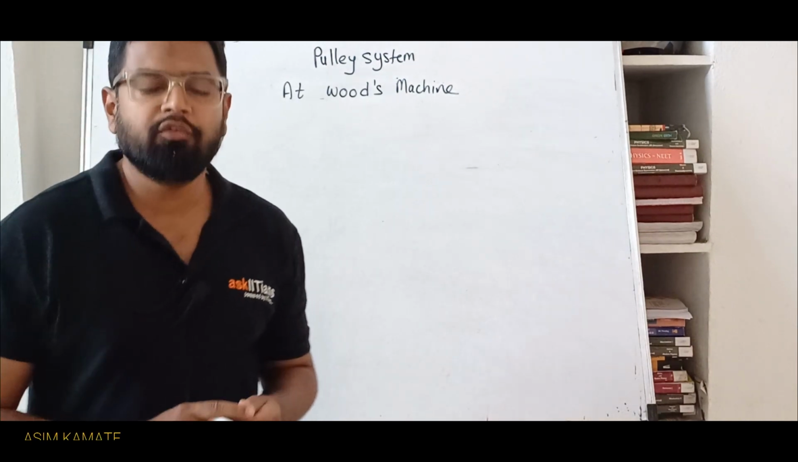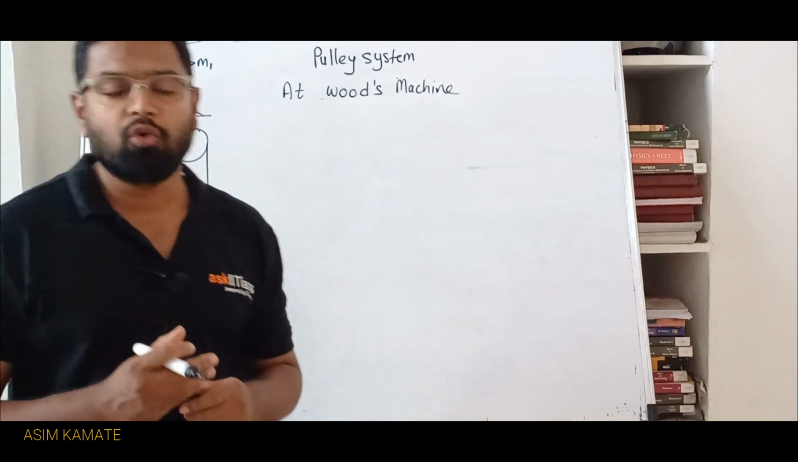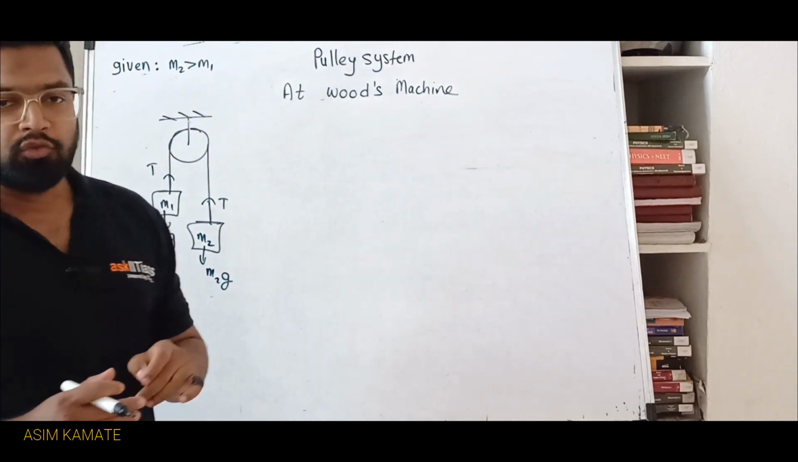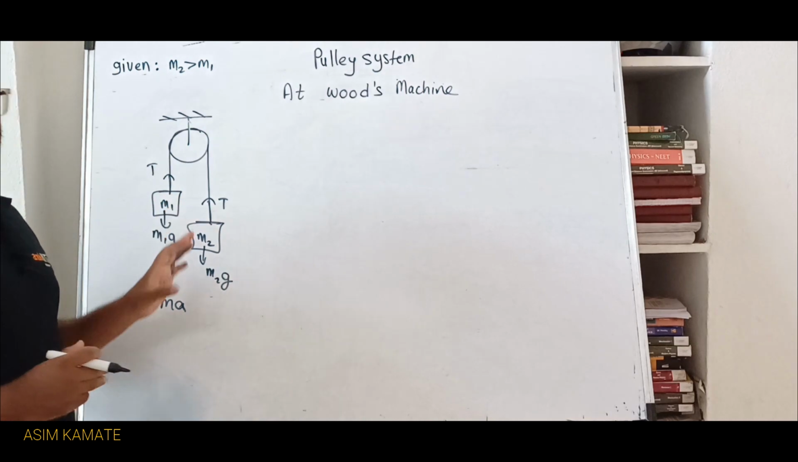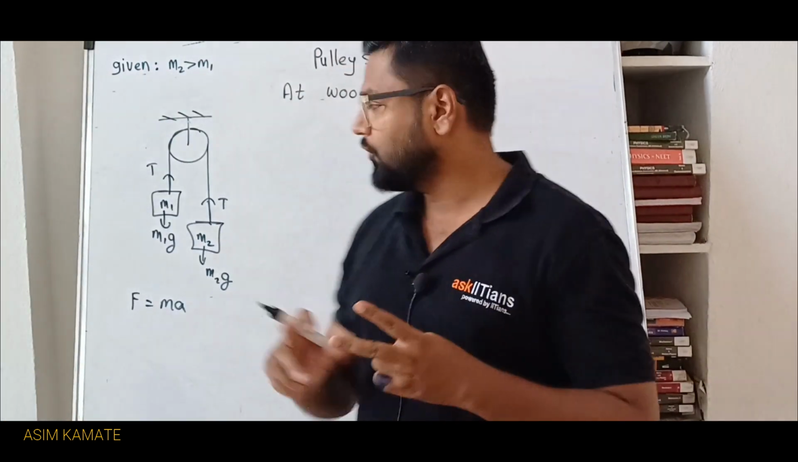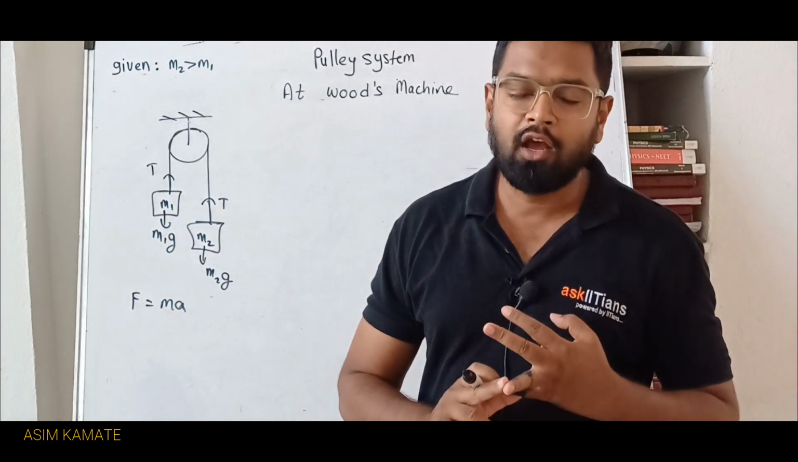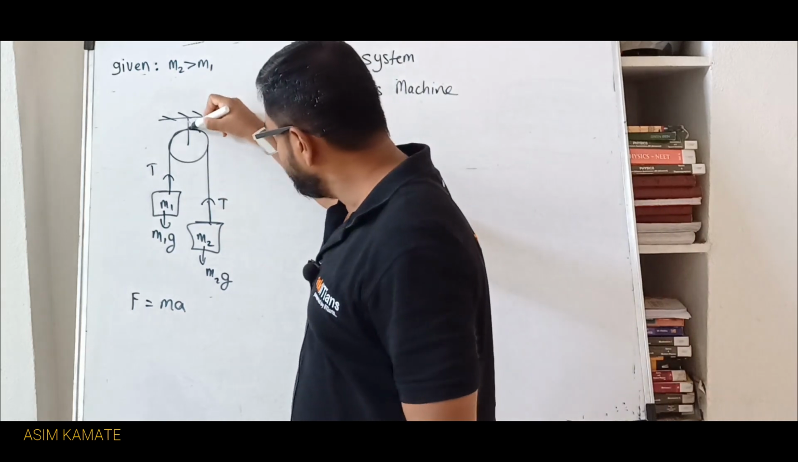Hello students, today we are going to see a new topic called a pulley system. It is usually also called an Atwood machine. In this type of pulley system, they will ask you to calculate the acceleration of the system. Second, they will ask you to calculate the tension developed in the string. Third, they will ask you to calculate the tension developed at the pulley here.